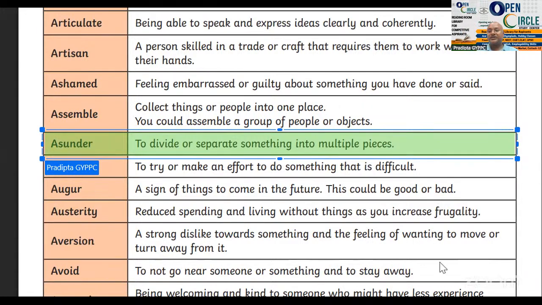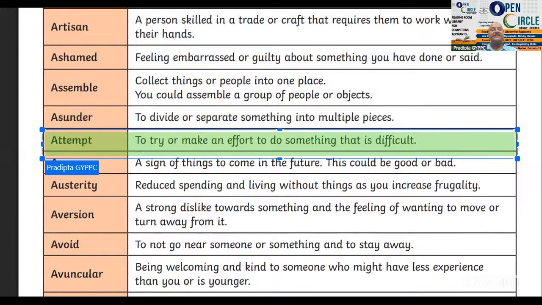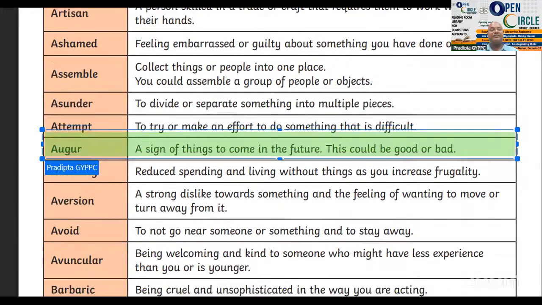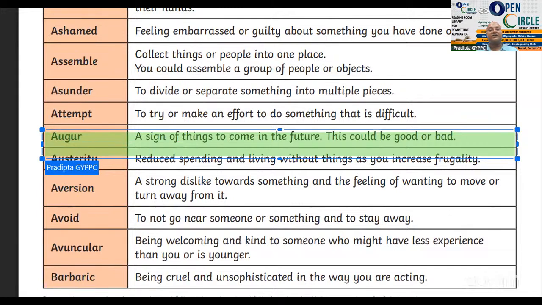Clear? The next word is attempt. You already know attempt means to try. I attempted to complete my assignment. Augur is a verb. Augur means a sign of things that may come in future.